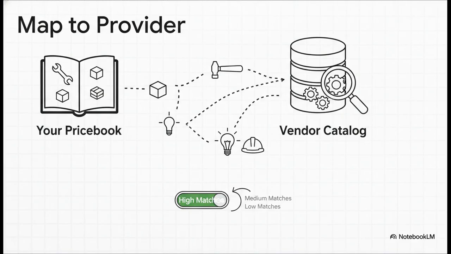But hey, no history file? No sweat. You can use the Map to Provider feature instead. This lets you connect the items you already have built in your price book to the official ones in your vendor's catalog. And here's a little pro tip. By default, it only shows you high matches, but you can easily change that filter to see even more potential matches.